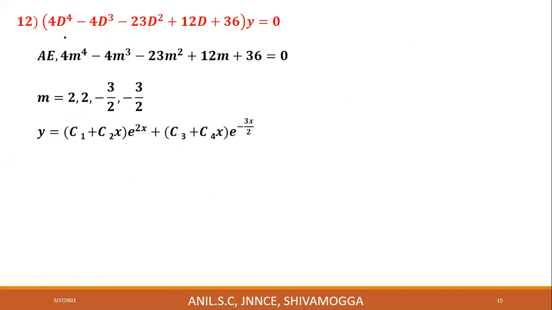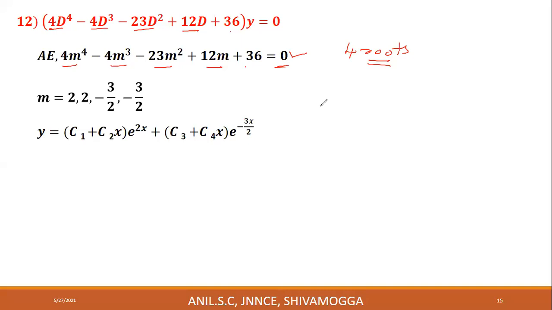4D power 4 minus 4D cube minus 23D square plus 12D plus 36 is equal to 0. This is a biquadratic equation. Its auxiliary equation is 4m power 4 minus 4m cube minus 23m square plus 12m plus 36 is equal to 0. Biquadratic equation, there will be 4 roots. As it is, we cannot simplify this. So we choose the inspection method. First, by inspection, you find a root.